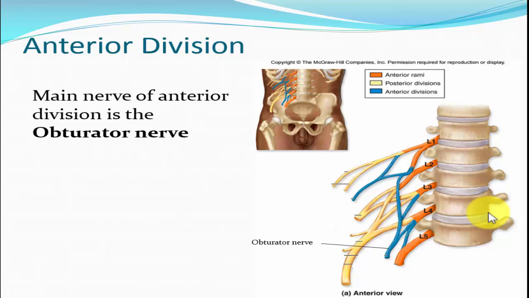The main nerve of the anterior division is the obturator nerve. The obturator nerve is going to basically branch off of the anterior side here, and that's going to be this blue structure. So this is going to be on the anterior side, the anterior rami split off, and then they're going to be the orange structures. The posterior divisions are going to be the lighter yellow structure, and the blue will be your anterior divisions.